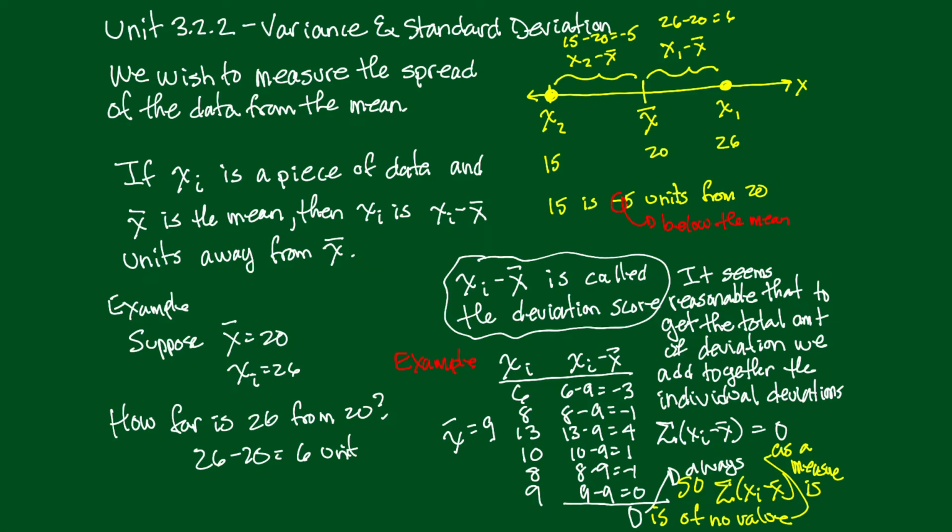Okay, so that one doesn't help us. So we need to come up with something else. And here's what we do know, right? If you square a number, squaring a number always results in a positive number, right? So if you take any number at all, well, except 0, squaring a number always results in a positive number.